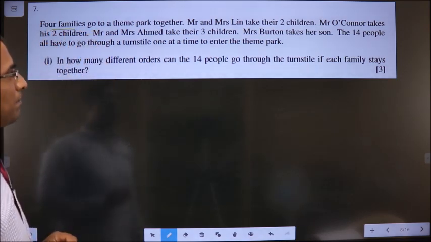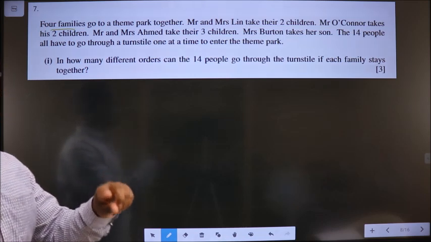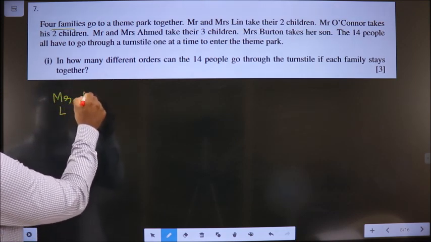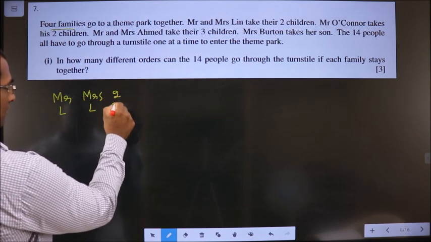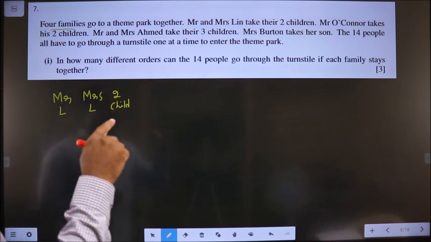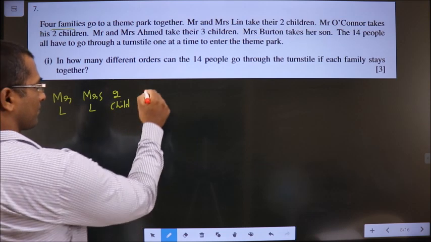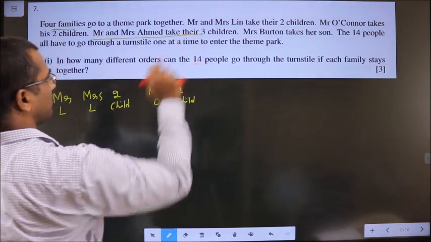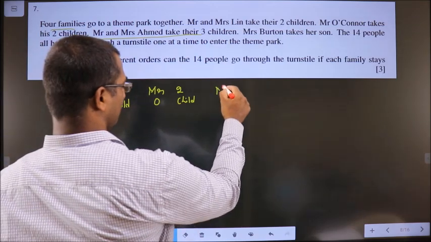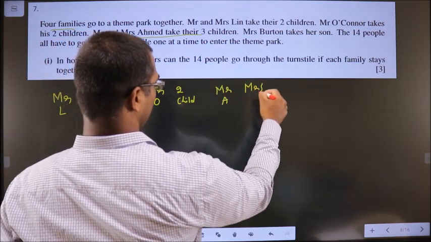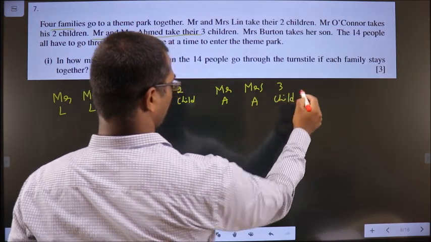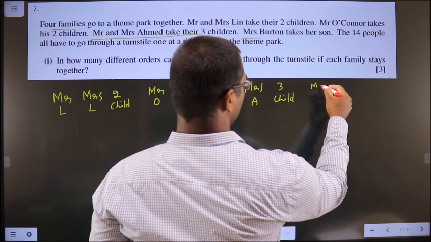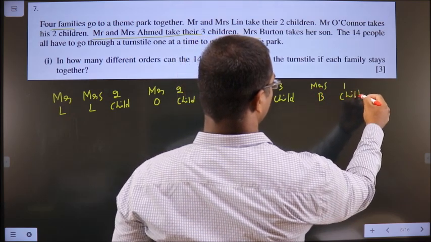Question 7. Four families go to a theme park together. Mr. and Mrs. Lin take their two children. So, whenever you come across information, write it down. Mr. Lin, Mrs. Lin, two children. Mr. O'Connor takes his two children. So, Mr. O'Connor with two children. Mr. and Mrs. Ahmed take their three children. Mr. Ahmed, Mrs. Ahmed, three children. Miss Burton takes her son. So Miss Burton, son, so one child.